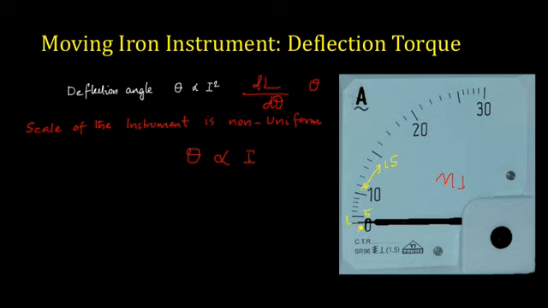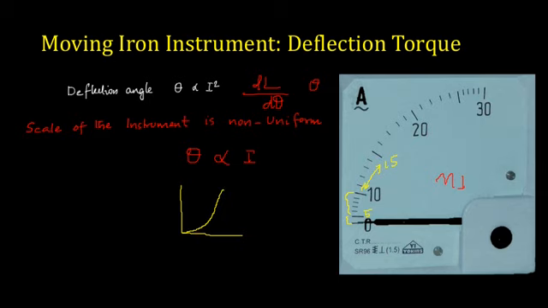you have only this much space available, and from 5 to 10 you have this much space available. So from 0 to 10 this is somewhat cramped. This is due to the relationship between theta and current. So you will have some sort of this shape.